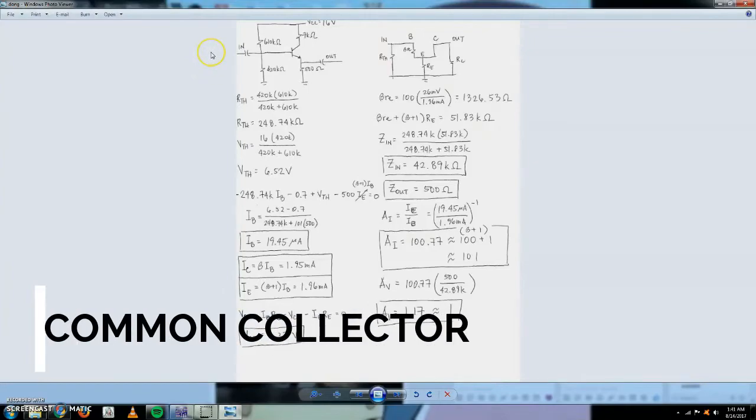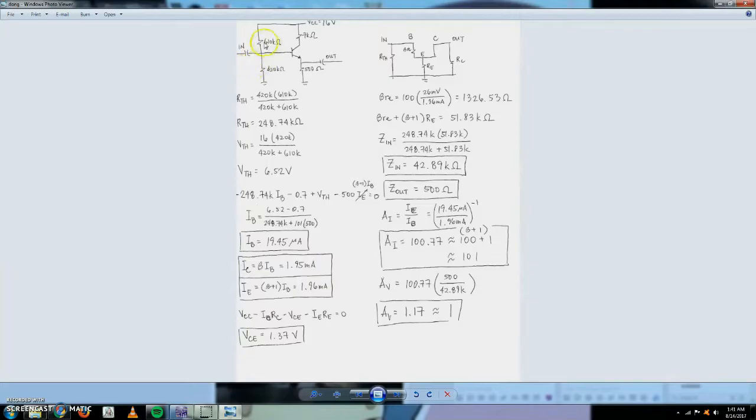So this is a common collector amplifier where the input is at the base and the output is at the emitter. By getting these, we can get IB, IC, and IE. And with these, we can get VCE to confirm that this circuit is an amplifier. So we should proceed to the AC analysis part, where by using IC, IE, and IB, we can get the current gain and the voltage gain.